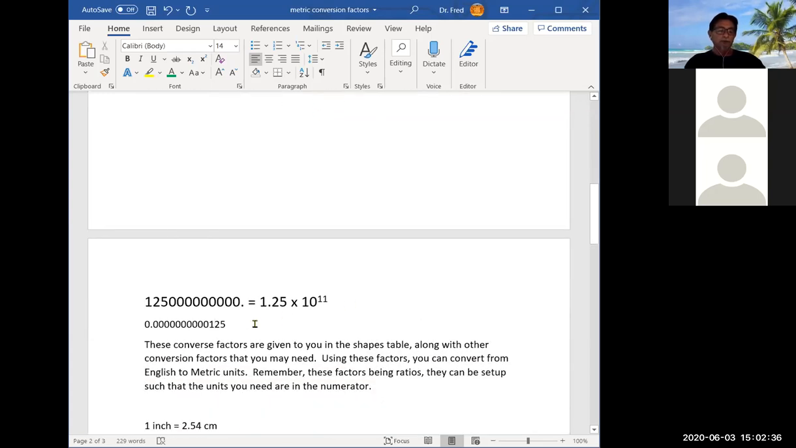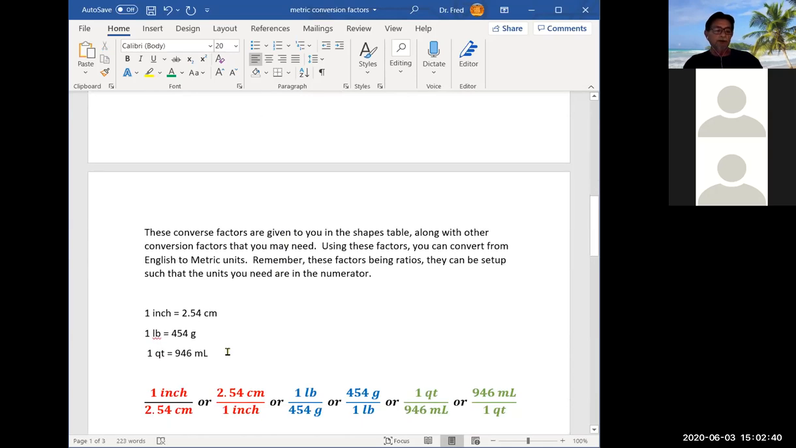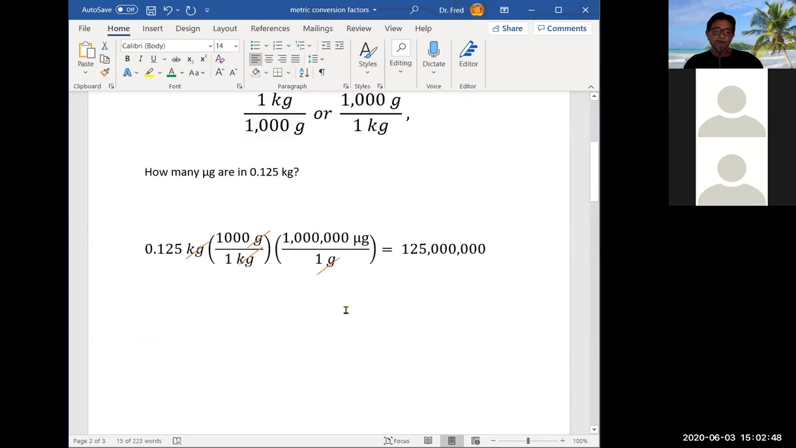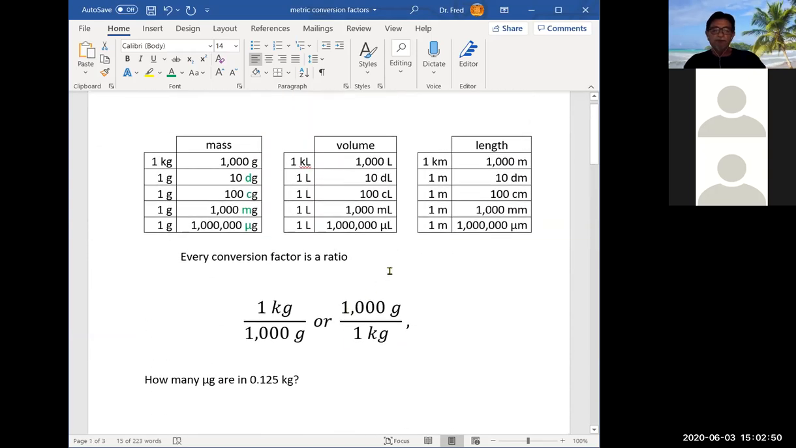All right. So now in the shapes table, we give you these conversion factors. Now these are factors that you are within the metric unit. So you may need them when you're going, I got kilograms, I got to go to micrograms.